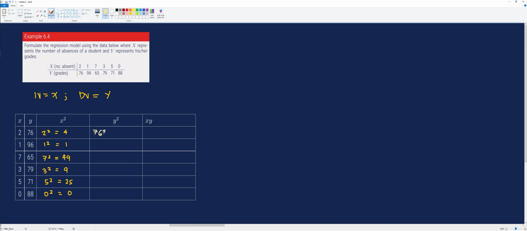Next, 76 squared is equal to 5,776. 96 squared is equal to 9,216. 65 squared is equal to 4,225. 79 squared is equal to 6,241. 71 squared is equal to 5,041. And 88 squared is equal to 7,744.